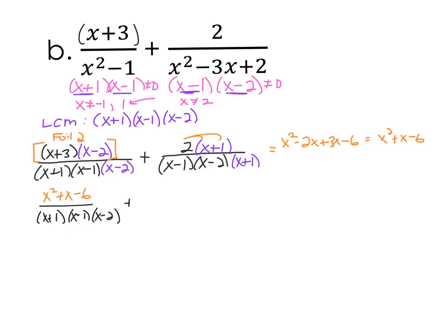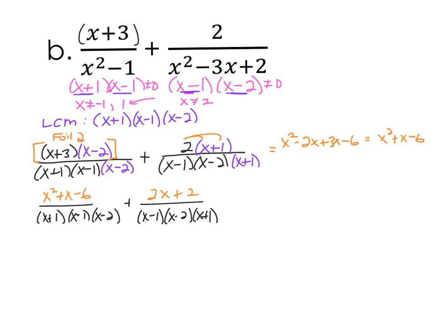And if I distribute the 2 in, that should be simple enough. 2 times x plus 2 times 1, all over that LCM. X minus 1, x minus 2, and x plus 1.